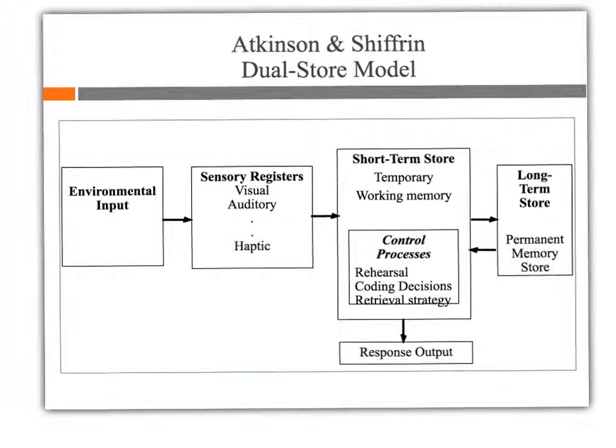Atkinson and Shiffrin developed this dual store model. In this model, they posit that there are three types of memory, including the sensory register, the short-term store, and the long-term store.